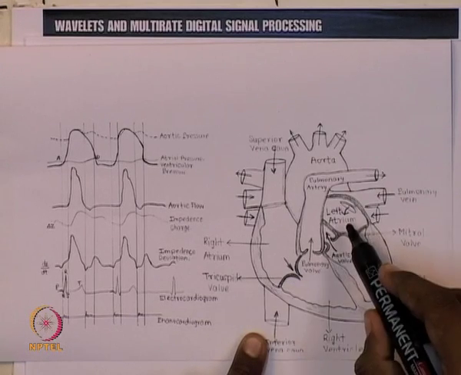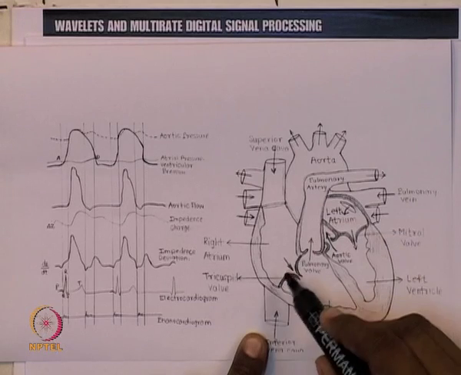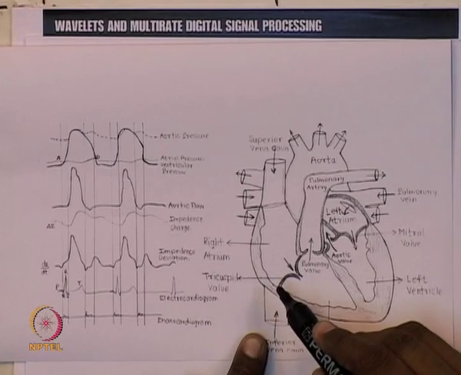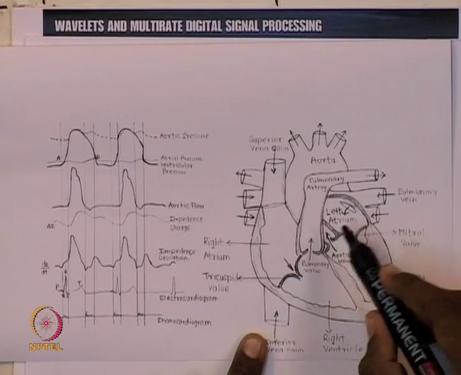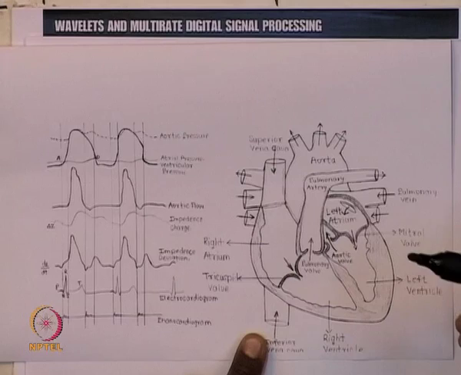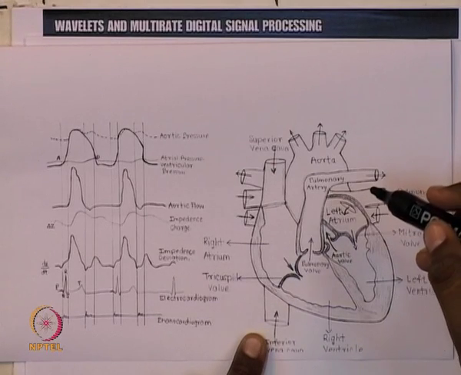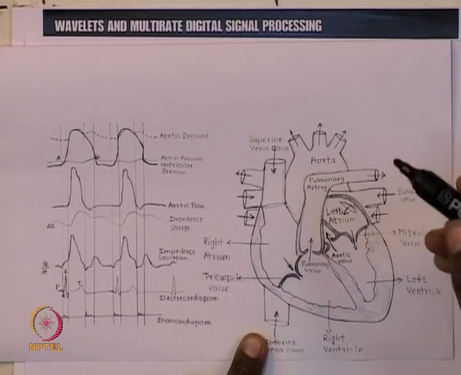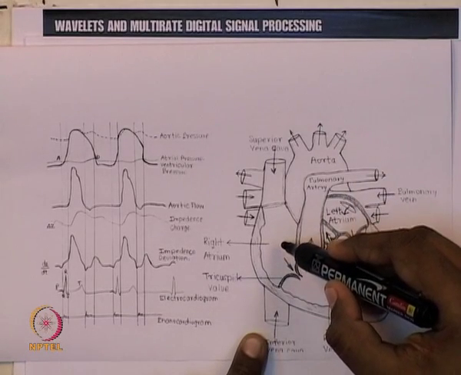Now, these 4 chambers can be visualized as a combination of 4 pumps. It is very similar to the mechanical pumps. The function is just to pump the blood. Now, blood from the different part of the body will enter into the heart to the right atrium.